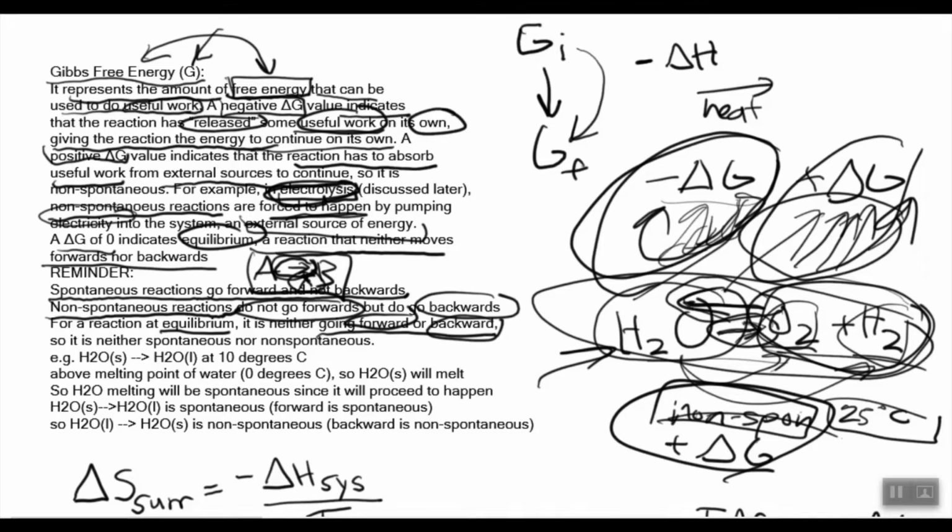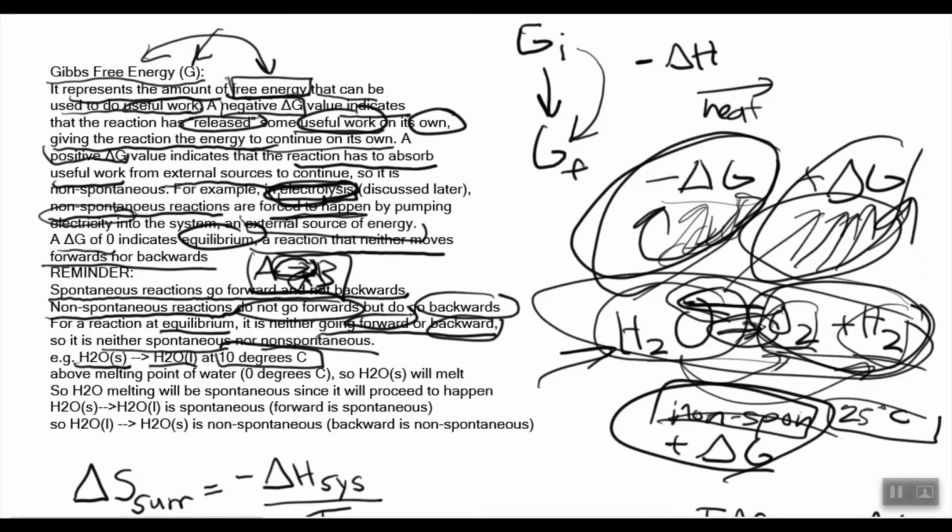So this is just a full review of the very first video about spontaneity. So, of course, at equilibrium, it's neither spontaneous nor non-spontaneous because it's at equilibrium. Now let's do a little example. Solid water, which is ice, is converted into liquid water, which is just water, at 10 degrees Celsius. Do you think this reaction will be spontaneous or non-spontaneous?